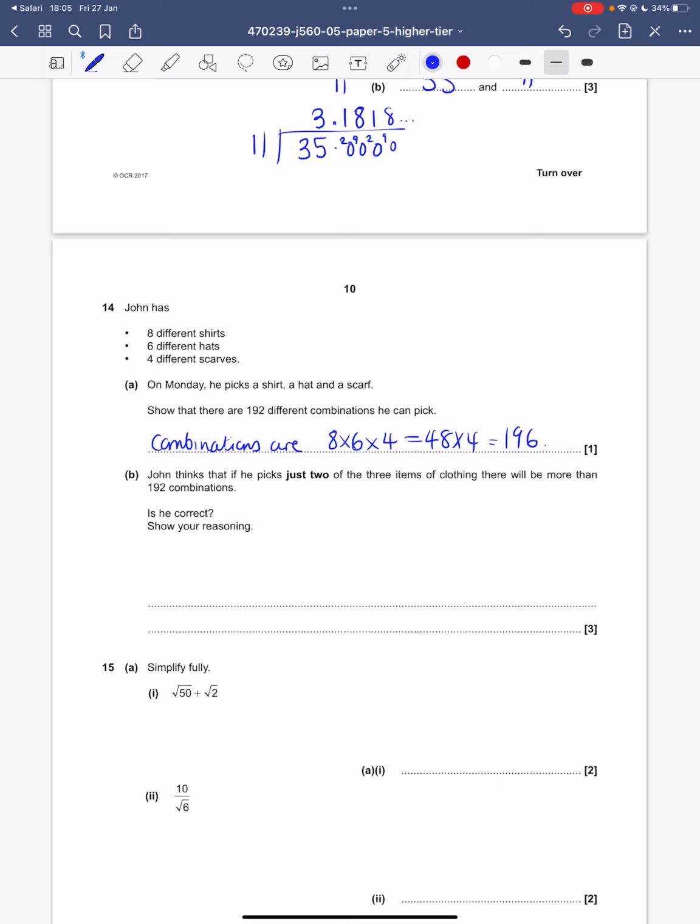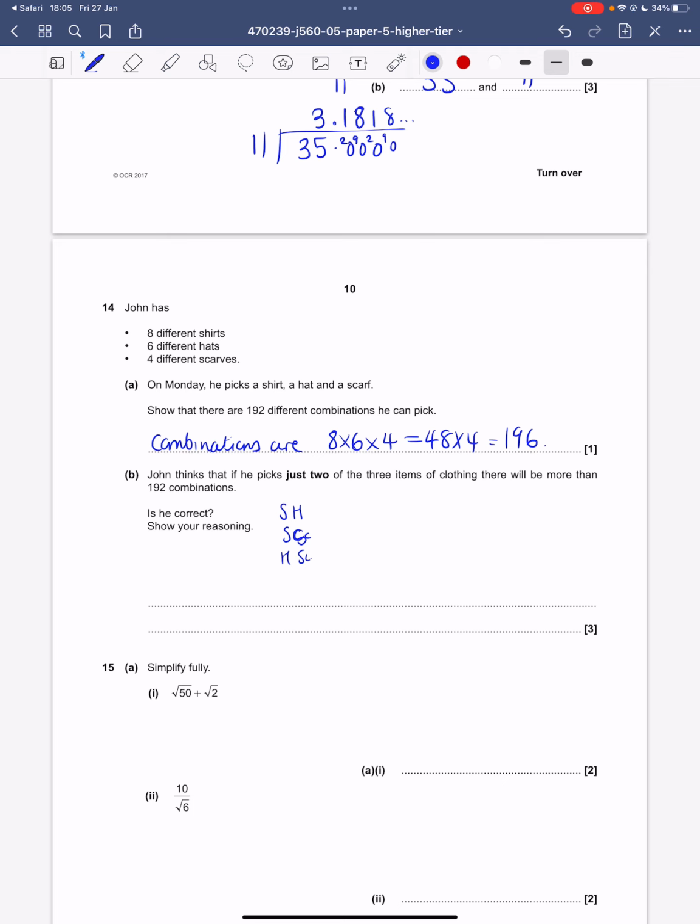Picks just 2 of the 3 items of clothing. Complicated one, I can't really. So you can either pick shirt and hat, shirt and scarf, hat and scarf.